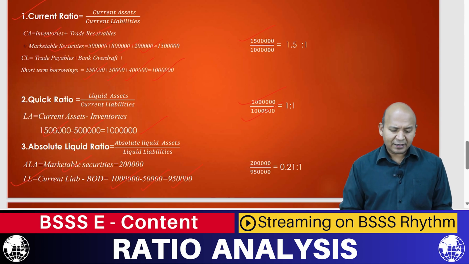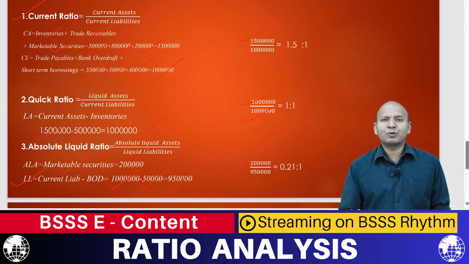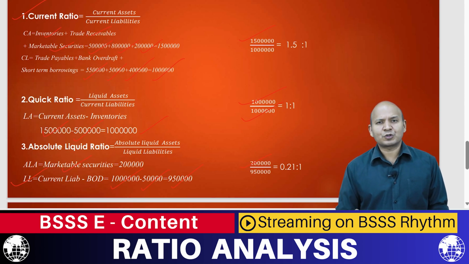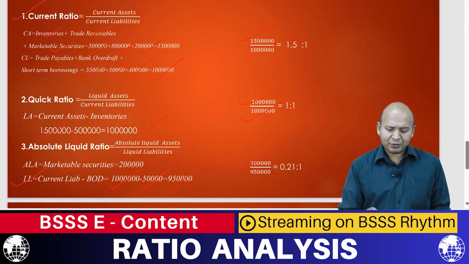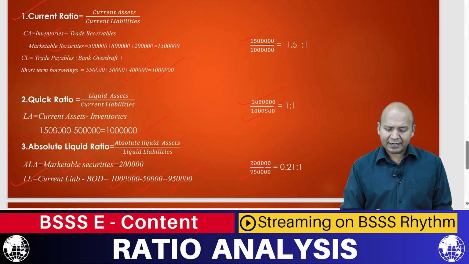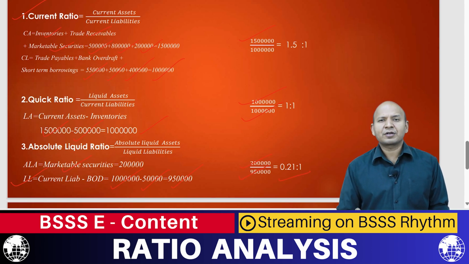For calculating absolute liquid ratio, as I said, the formula is absolute liquid assets divided by liquid liabilities. So, our absolute liquid asset is rupees 2 lakhs, absolute liquid liabilities is coming 9,50,000. So, 2 lakh divided by 9,50,000, the ratio is coming 0.21:1.